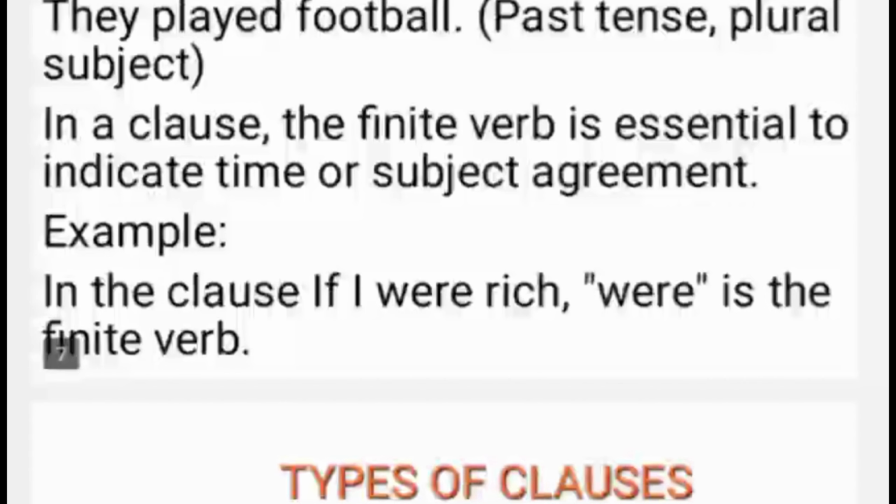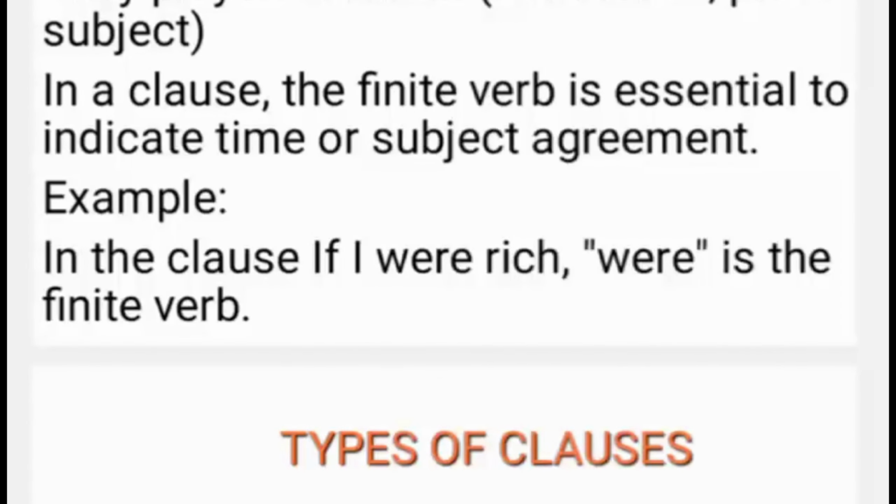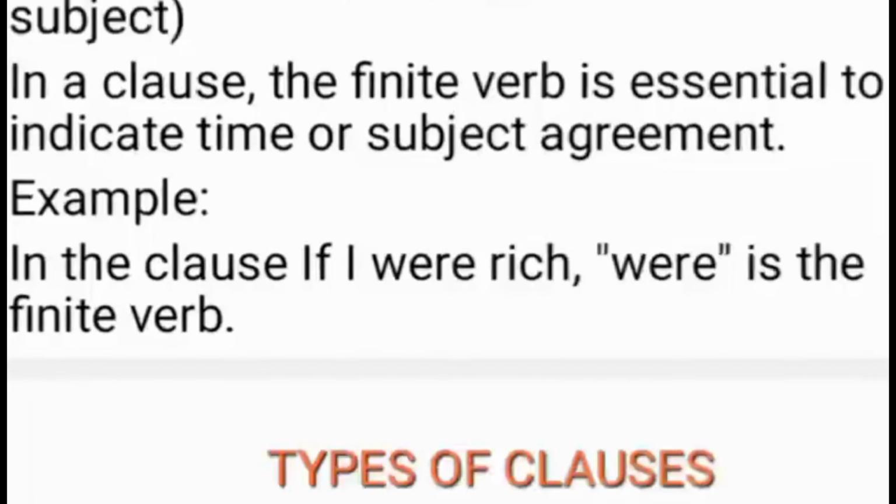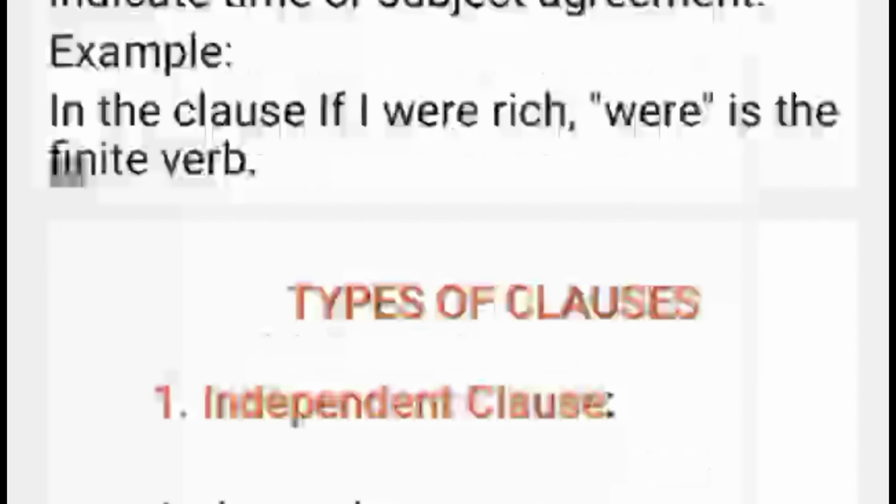In the clause, if I were rich, where is the finite verb? Remember that were is the plural of was. The subject agreement here is I were. You cannot say I was rich. If I were rich, you cannot say if I was rich. So I and were agree with the subject. If I were rich, where is the finite verb here?